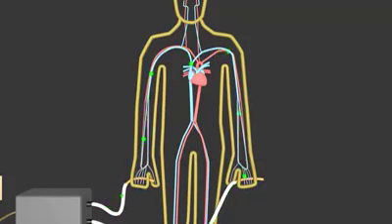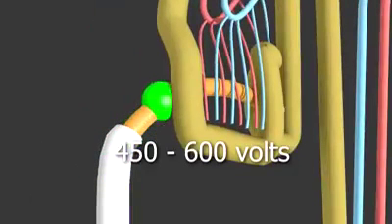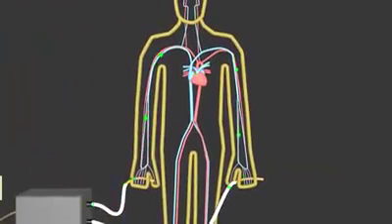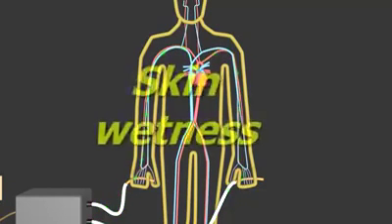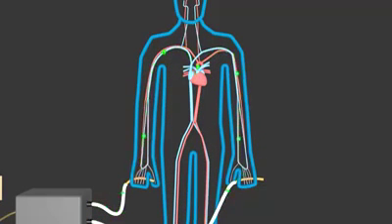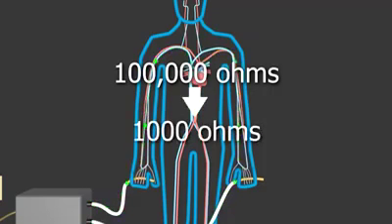But the skin resistance doesn't stay constant. The higher the voltage is, the lower the skin's resistance is. And at only around 450 to 600 volts, the skin will break down altogether and allow electricity to easily pass. It'll no longer act as much of a resistor at all. And voltage isn't the only thing that affects skin resistance. So does wetness. If the skin is wet, from water poured on it, from sweat, or from high humidity in the air, the body's overall resistance drops from around 100,000 ohms to around 1,000 ohms.